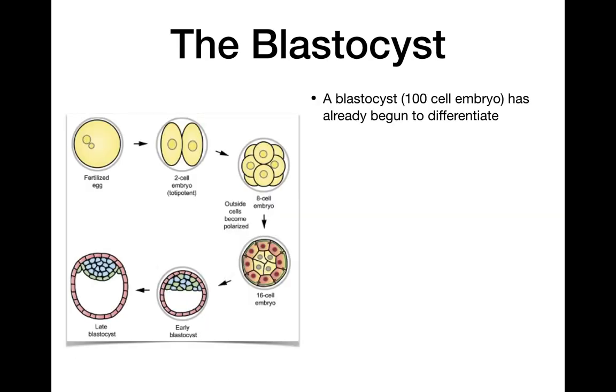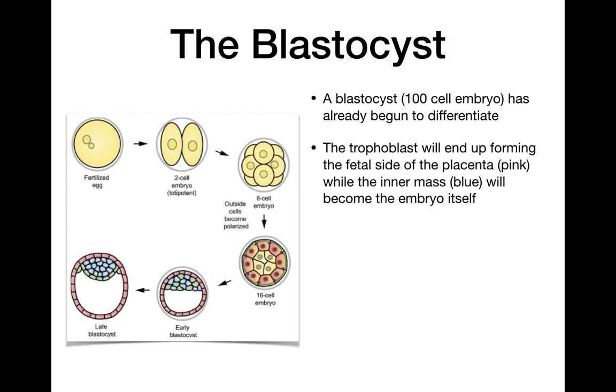So look at the blastocyst here. The blastocyst, which again is a 100-cell level of embryo development, has already begun some very early differentiation. And we can look at this picture here. We can see the trophoblast at the end here.